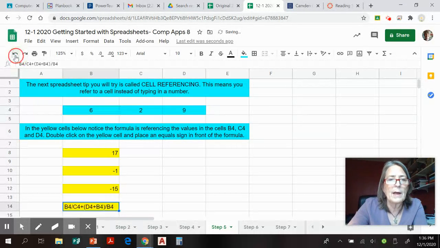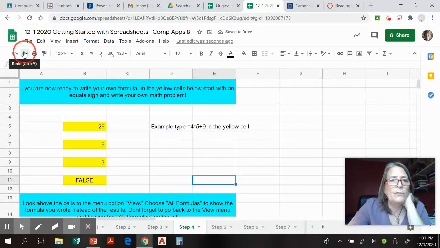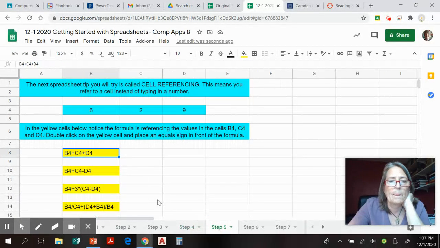So we actually created formulas, and I'm going backwards now. We actually created formulas. Oops, I went back too far. Right here, by adding the equal sign in front of it, and then it's referencing this cell.